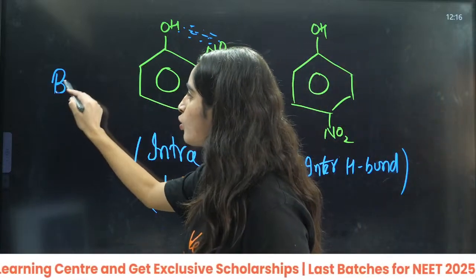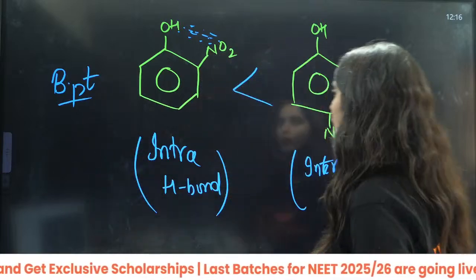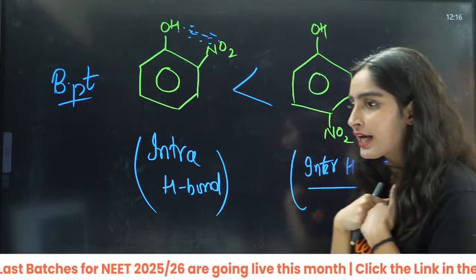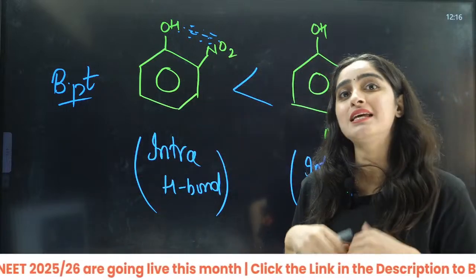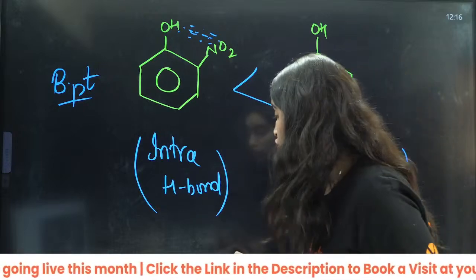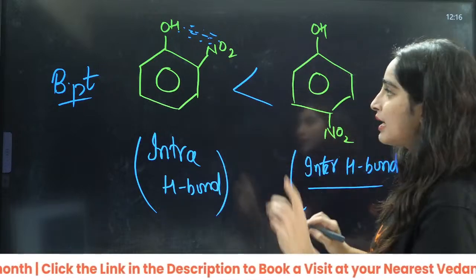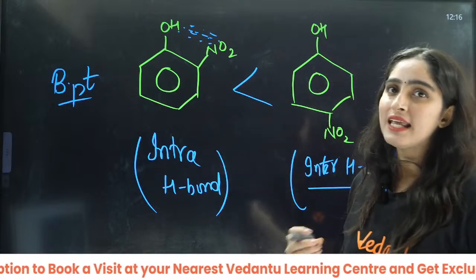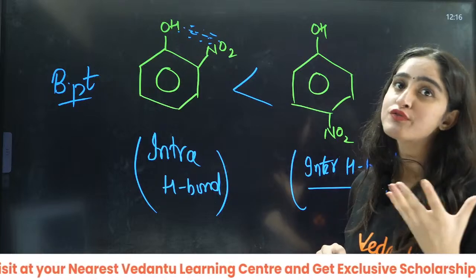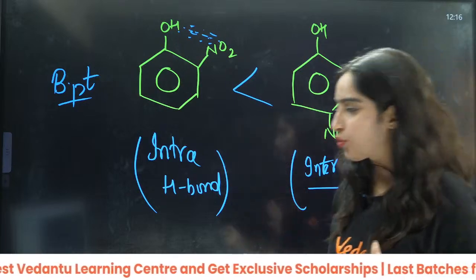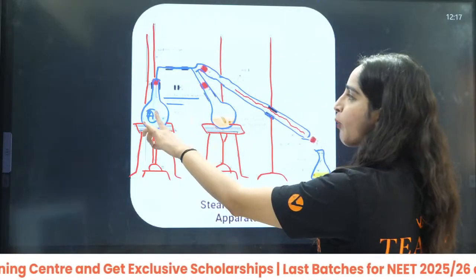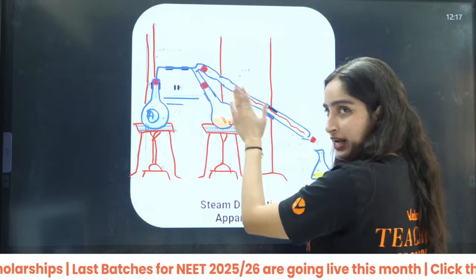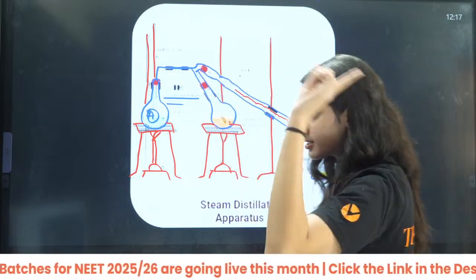That means this orthophenol will have a low boiling point as compared to paraphenol because paraphenol has intermolecular bonding with other molecules. That is why orthophenol will be easily volatile. So that is why we have the statement that orthonitrophenol is steam volatile. We can easily volatilize it with the help of steam distillation because it has a low boiling point. So the one with the low boiling point will go, and then there will be one more pressure that will be added here. Then it will condense.